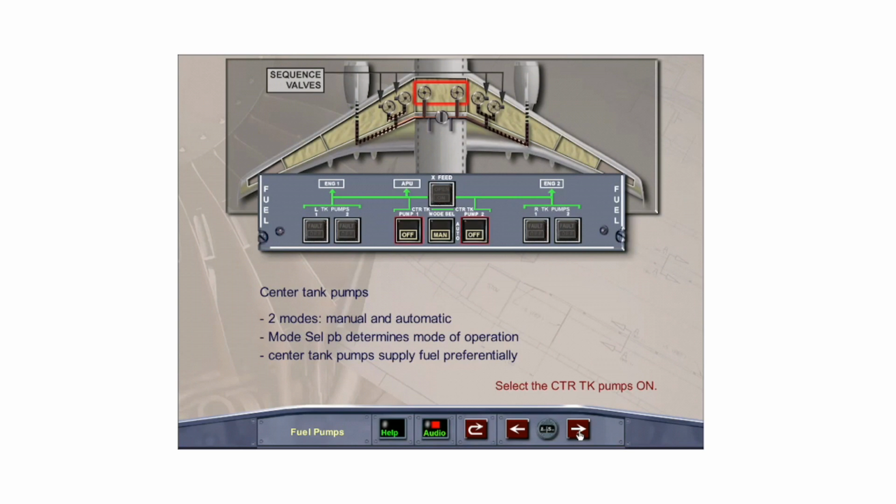Wing tank pumps each have sequence valves, which ensure that the center tank pumps supply fuel preferentially when they are selected on. Fuel is normally supplied from the center tank first, then from the wing tanks. Select the center tank fuel pump switches on.